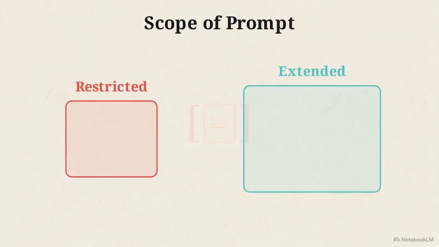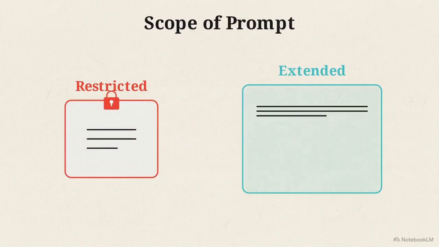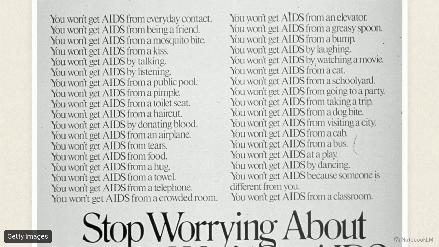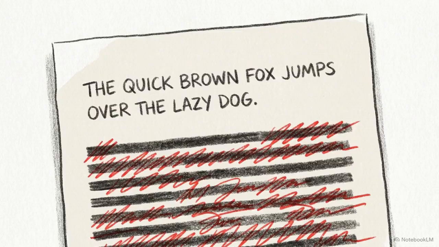Step 1 is to define the scope of your prompt. You need to decide if you are asking for a restricted response or an extended response. A restricted response limits the form and content of the student's answer. For instance, asking a health class to describe HIV transmission methods, like the facts listed on this poster, using no more than 25 words per method.